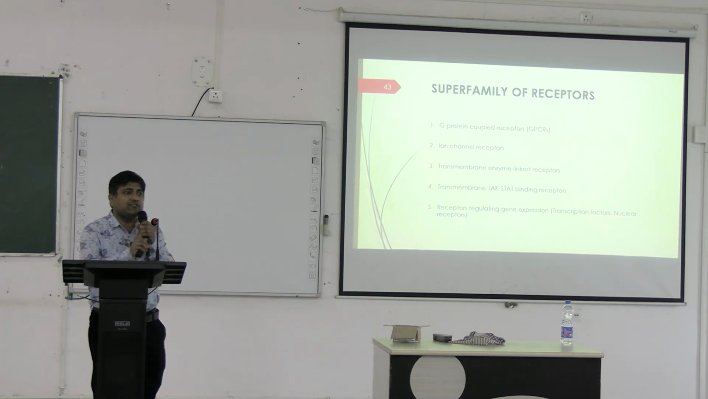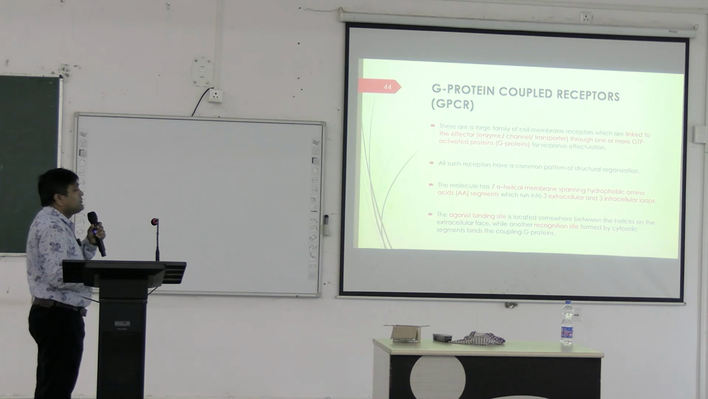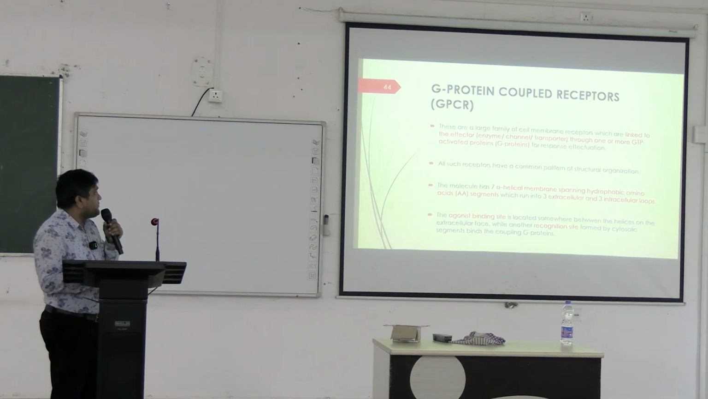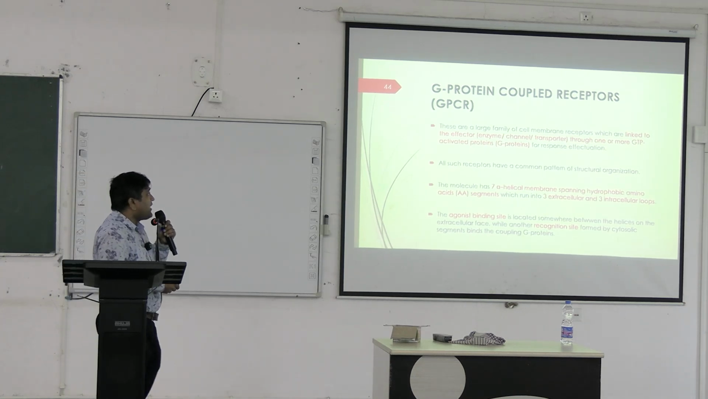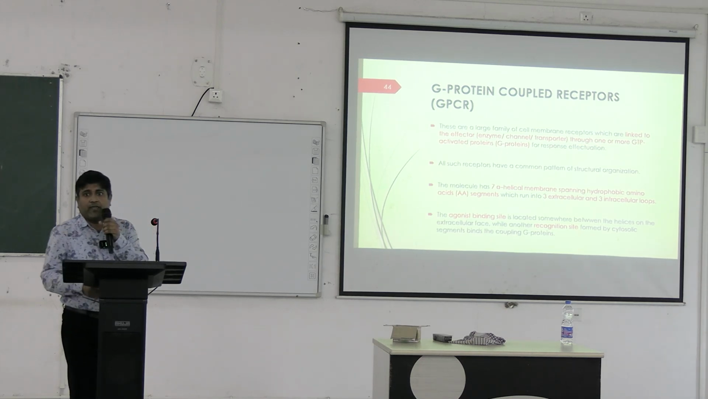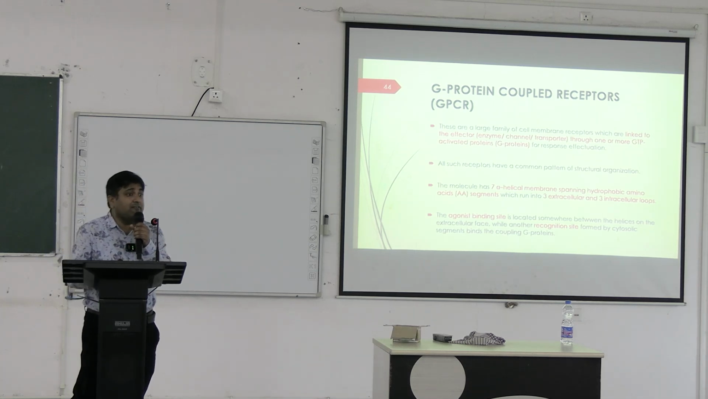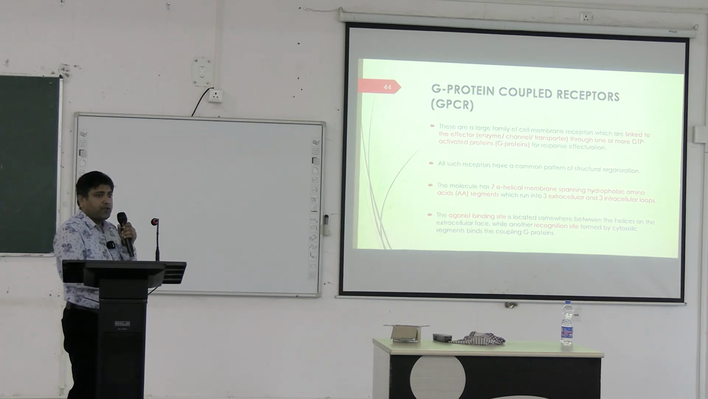Now today we will discuss only G protein coupled receptors, and the rest of the class will be taken up tomorrow. So, G protein coupled receptors. These are a large family of cell membrane receptors which are linked to the effector through one or more GTP activated proteins called G protein. Here, at the effector site there is a G protein, that is a GTP activated protein, so called G protein, for response effectuation.